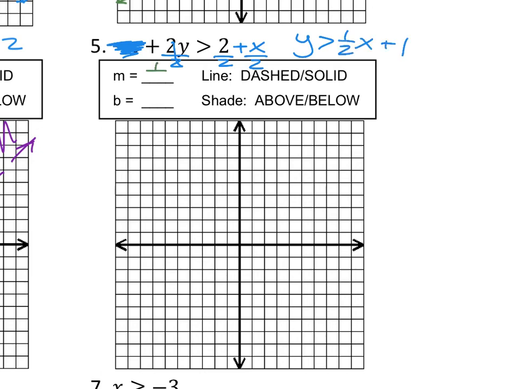Means my slope is 1 over 2, that's my rise and run. My y-intercept is 1. Begin at 1 on the y-axis, and we create more points by going up 1 and to the right 2.